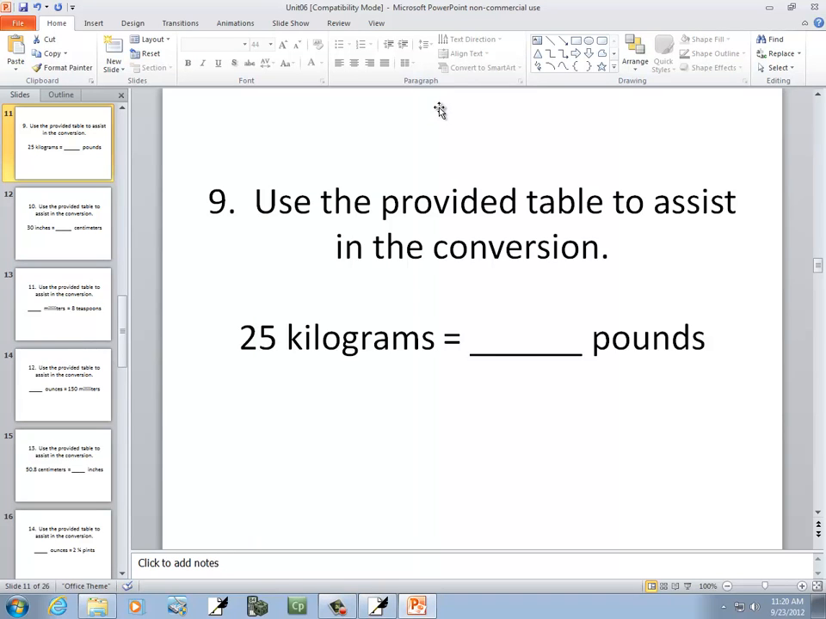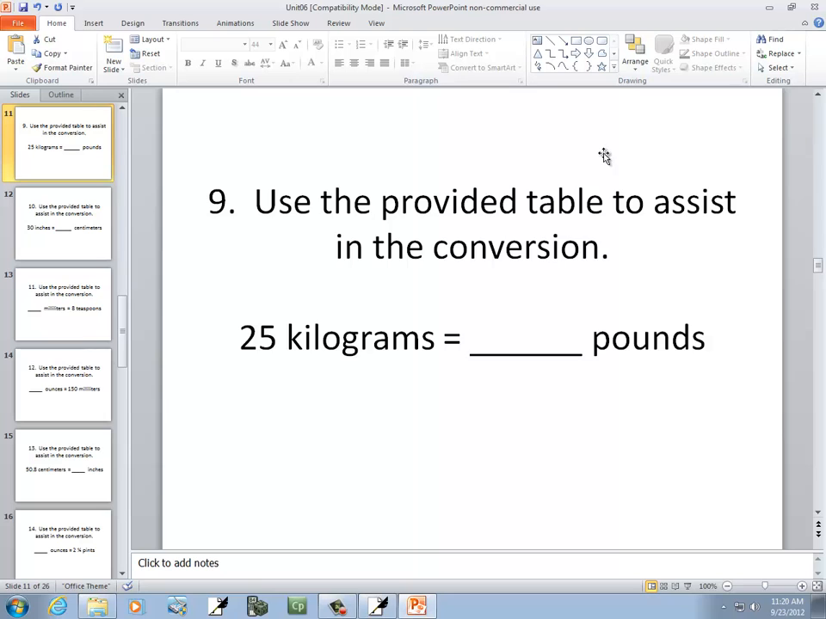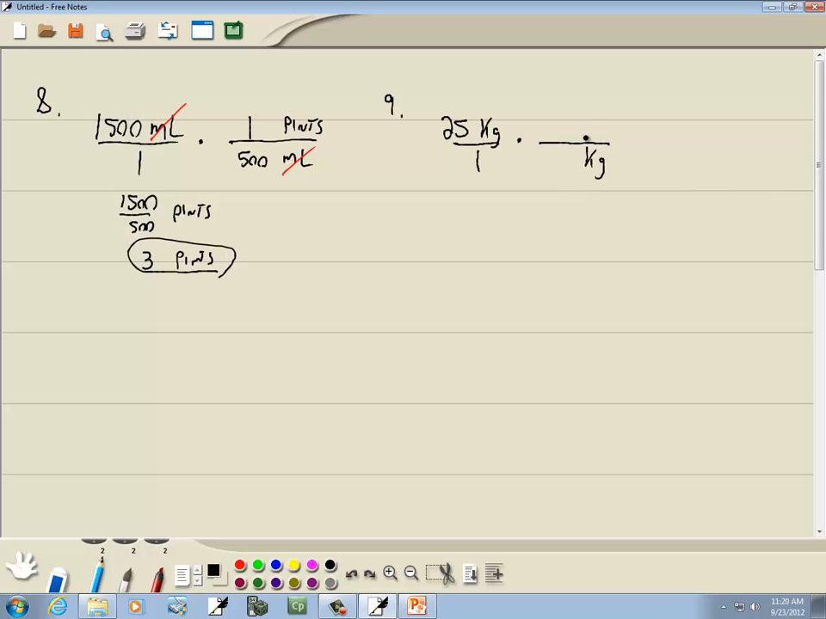Okay, on this one, we're going to want to go from 25 kilograms to pounds. I think that's kg for kilograms. Again, what we're starting with, you always put over 1. And if kilograms is up here, kilograms has to be down here. And I'm hoping that I can find some kind of tie between kilograms and pounds. I think all these first ones you'll be able to find that. And then the later ones, you'll have to actually have a couple of different steps in there.